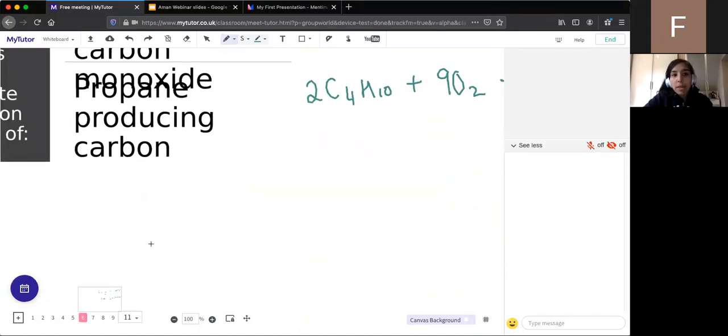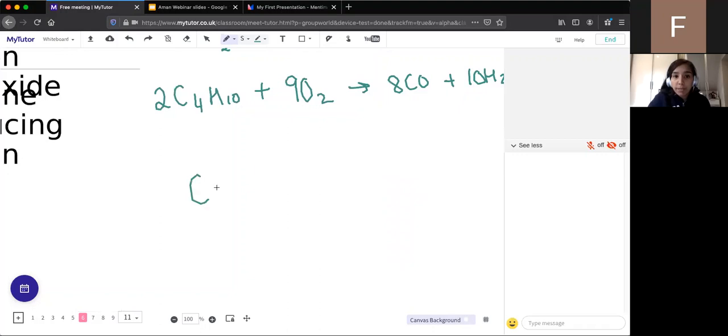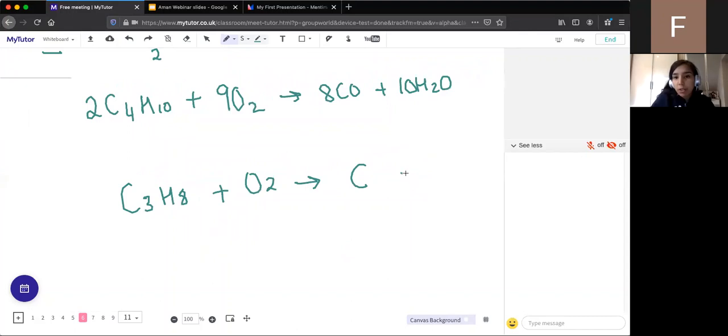Okay, so that's propane producing carbon. So C3H8 plus oxygen again. Does anyone know the chemical formula for carbon? What is particulate carbon? How do we write that? Yep, C. Good, it's just C on its own. So carbon like that. And what's the other product? Carbon and water. Excellent, well done.